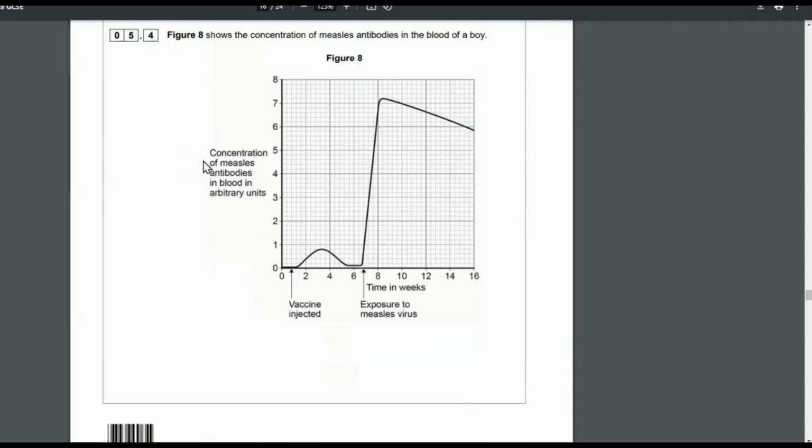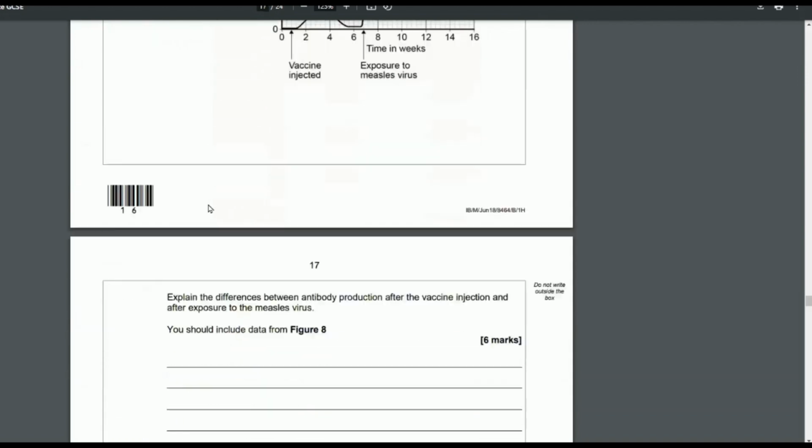Okay, let's zing down. 5.4. Figure 8 shows the concentration of measles antibodies in the blood of a boy, in arbitrary units, 0 to 8. The vaccine was injected here. They produced measles antibodies here, then they went back down. Then they got exposed to the actual measles virus, and look at the antibodies they made. It only took about 1 week, and they made tons, and then it slowly started to come down. We're going to be asked some questions about this graph, so let's have a little look.